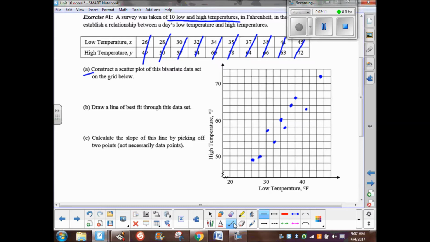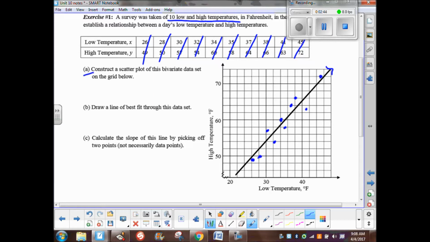Use a straight edge of some sort and draw in your line of best fit. It may or may not touch any data points that you plotted. There's my line of best fit. Like I said, it may or may not go through data points that you plotted.